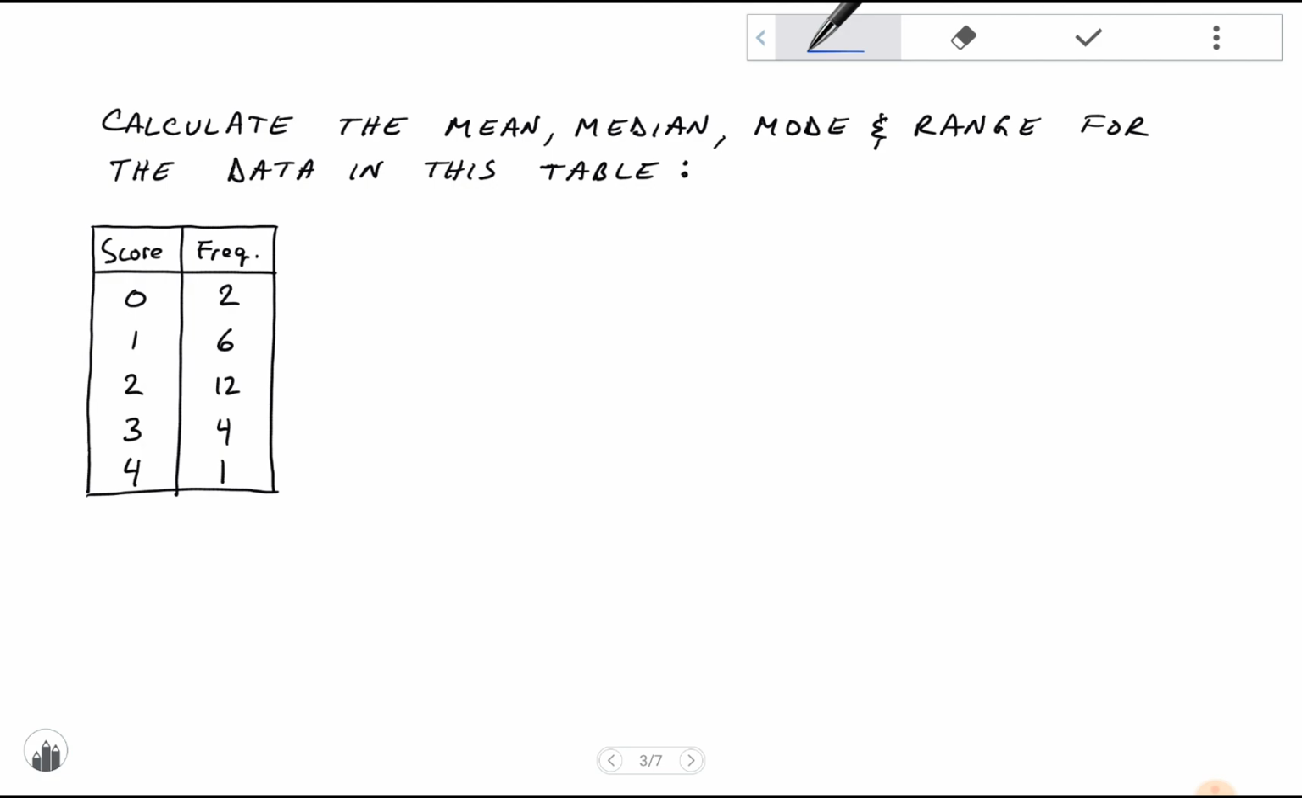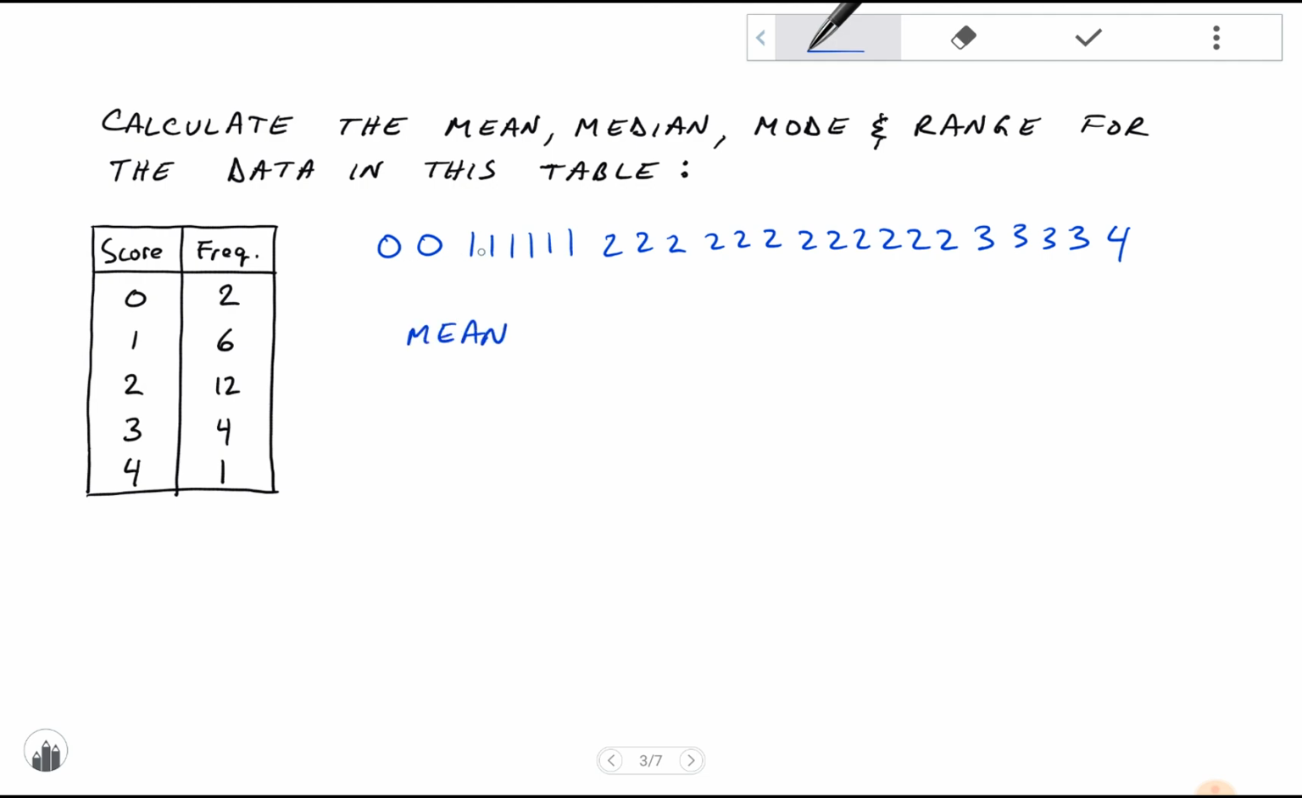So we could go the other way and spread it out. The score of 0 we see 2 times. Score of 1 we see 6 times. Score of 2 we see 12 times. Score of 3 we see 4 times. And score of 4 we see once. So you can see why someone would want to put it into a table, because it's a little bit messy. However, we'll have to spread it out to get the median, with the methods that we use to do this, but there are other ways to find out. So let's get the mean, median, mode, and range.